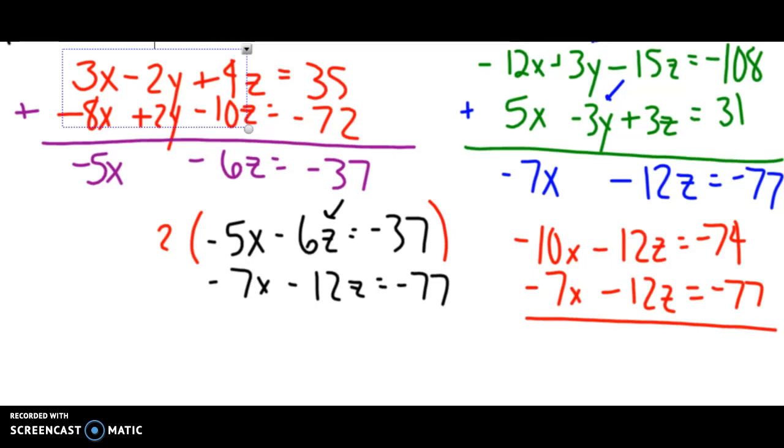And so you'll see that since I have a negative 12z and a negative 12z, I can't add, I have to subtract.